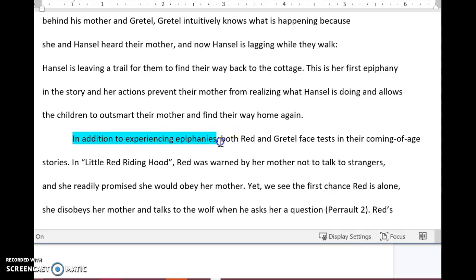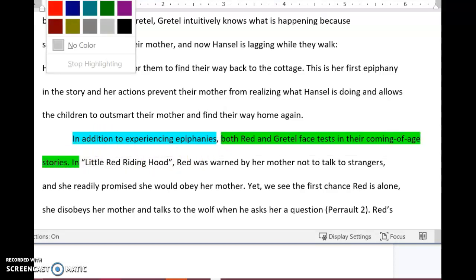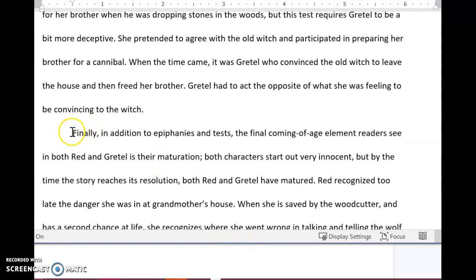Okay, so both Red and Gretel face tests in their coming-of-age stories. I'm going to highlight that green. Whoops, wrong color. So sad. And then the last body paragraph, I have finally. I'm going to highlight that in blue. In addition to the epiphanies and tests. So again, I'm going to make that part blue as well because that builds off the paragraph that came before.